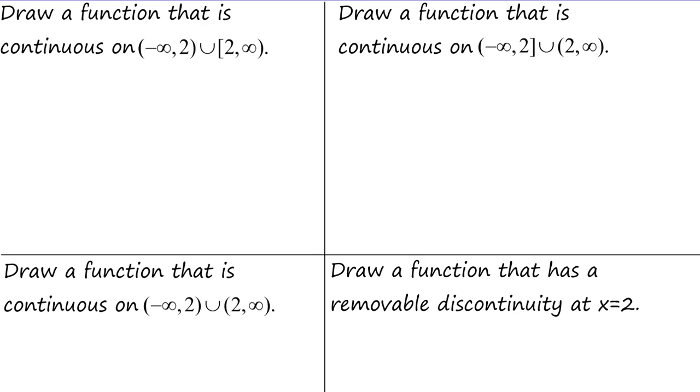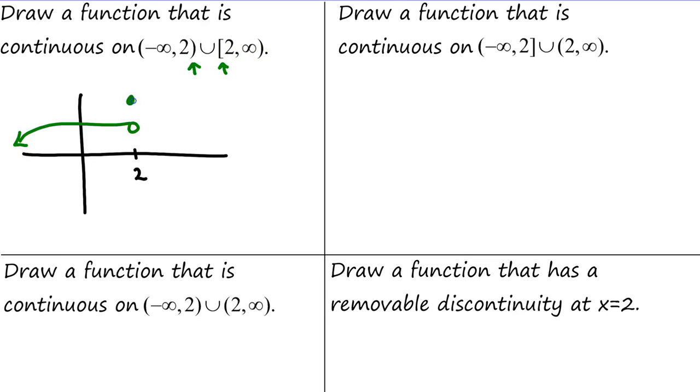So let's do some examples. Draw a function that is continuous on the open interval from negative infinity to 2, union the closed interval from 2 to infinity. So you have to pay close attention to those symbols, open interval, closed interval, to figure out where you're going to put your open circle and where you're going to put your closed circle. Continuous on negative infinity to 2. Open circle because of that open parenthesis. And then continuous on 2 to infinity, but closed bracket here, so let's make a closed circle there.